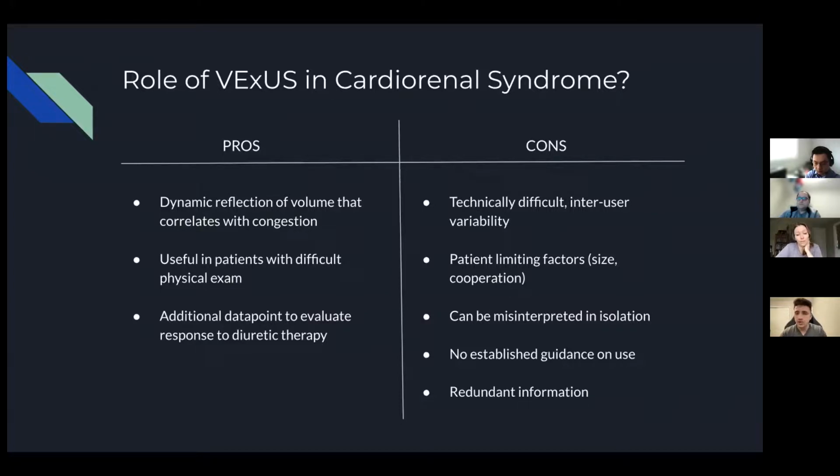And finally, the last point that Dr. Burhani and I took some time talking about was, is this just redundant information at times? In a lot of situations, a lot of the VExUS studies that we did over the block were just that additional data point. But at that point, we already knew the patient had congestion based on their lung ultrasound, based on knowing that they had a bad EF. And so sure, we can see congestion on the VExUS study, but would that have changed much?